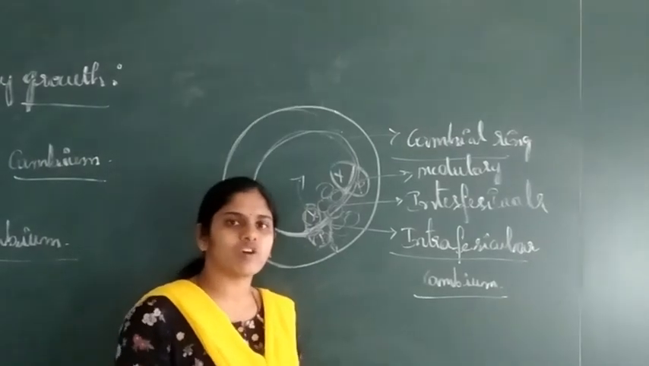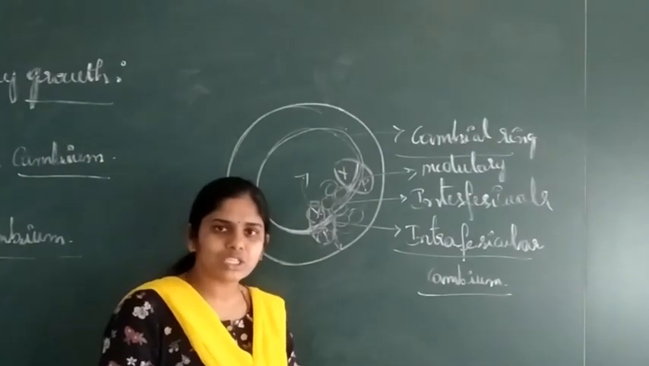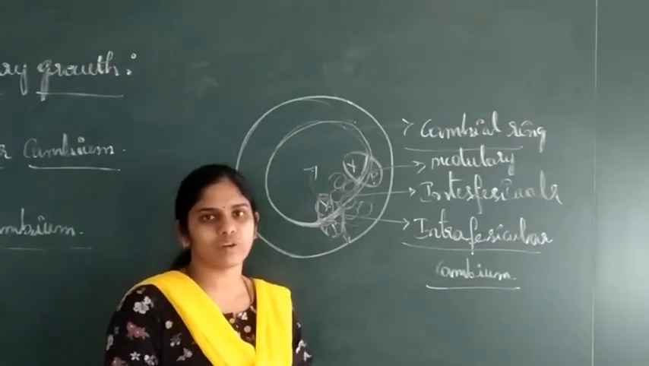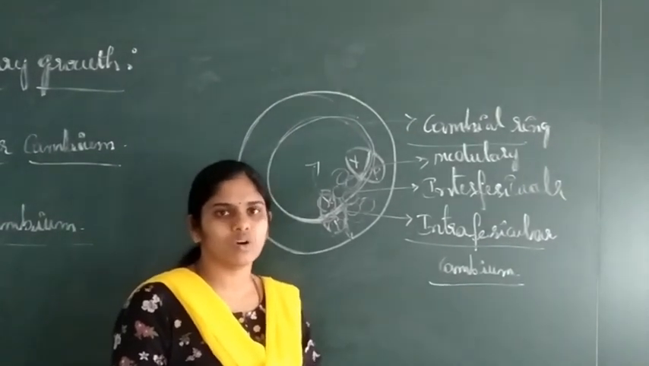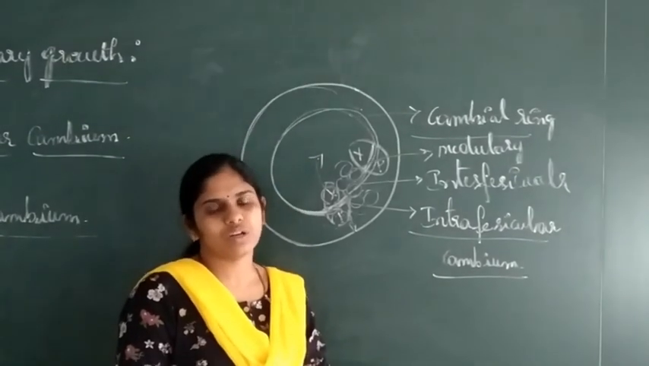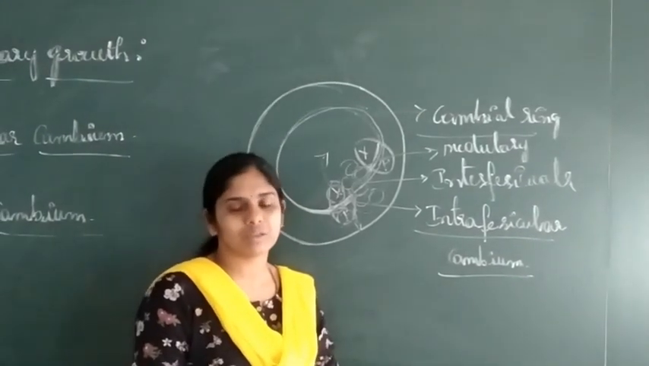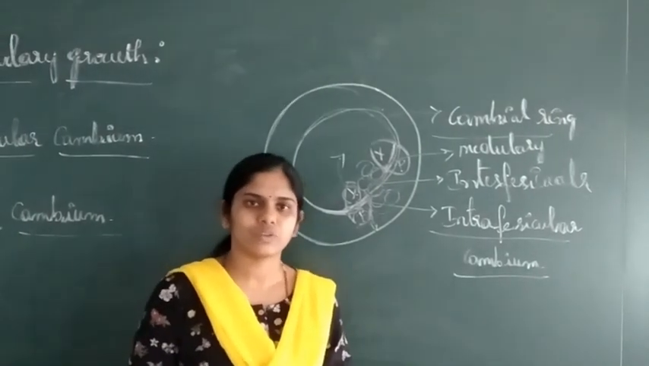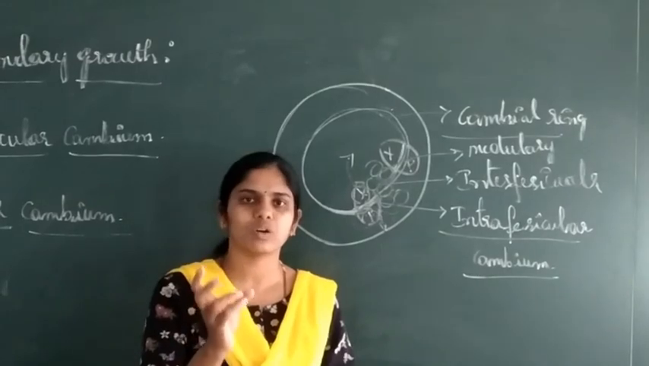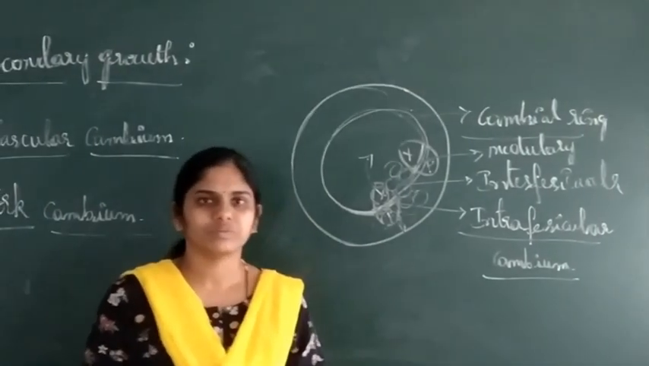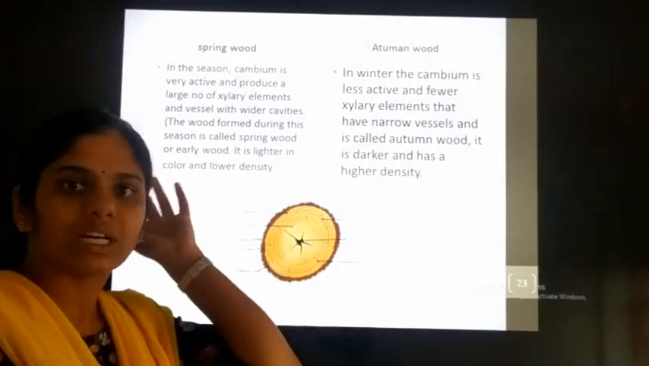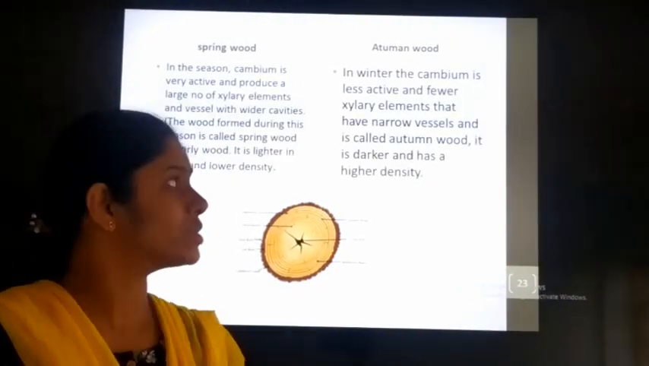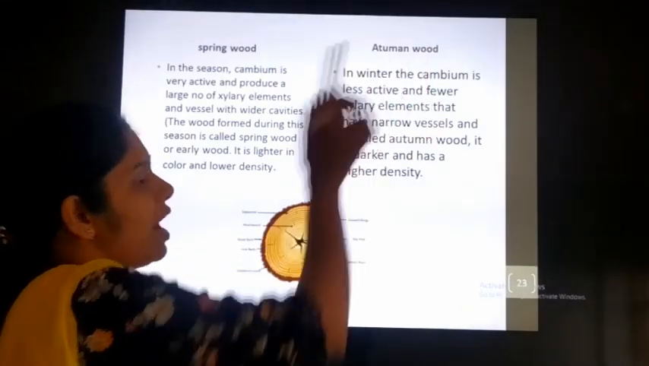Okay, next, before going to the cork cambium: based on the season, in a dicot there are two types of wood, spring wood and autumn wood. They are classified season-wise. One is spring wood and the other is autumn wood.